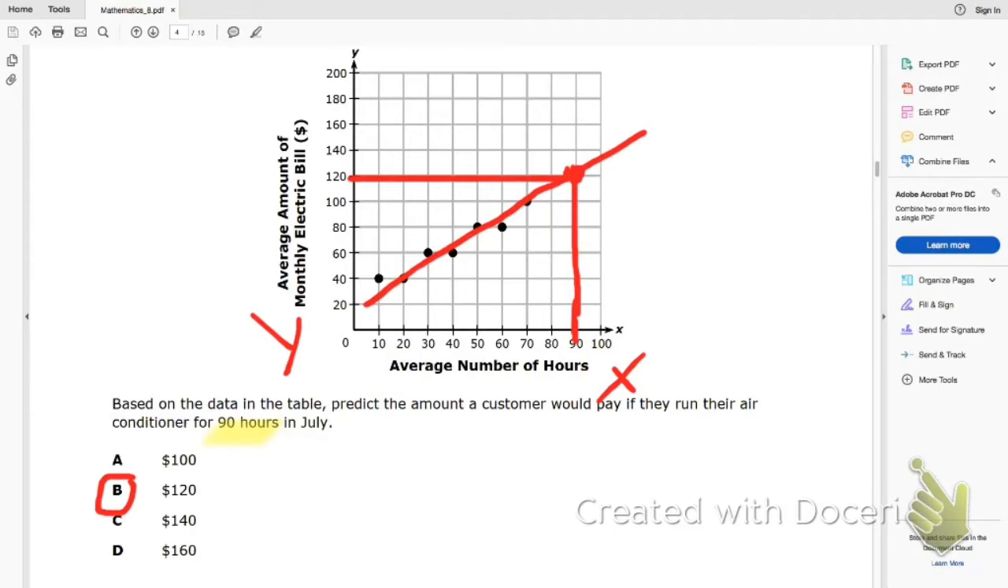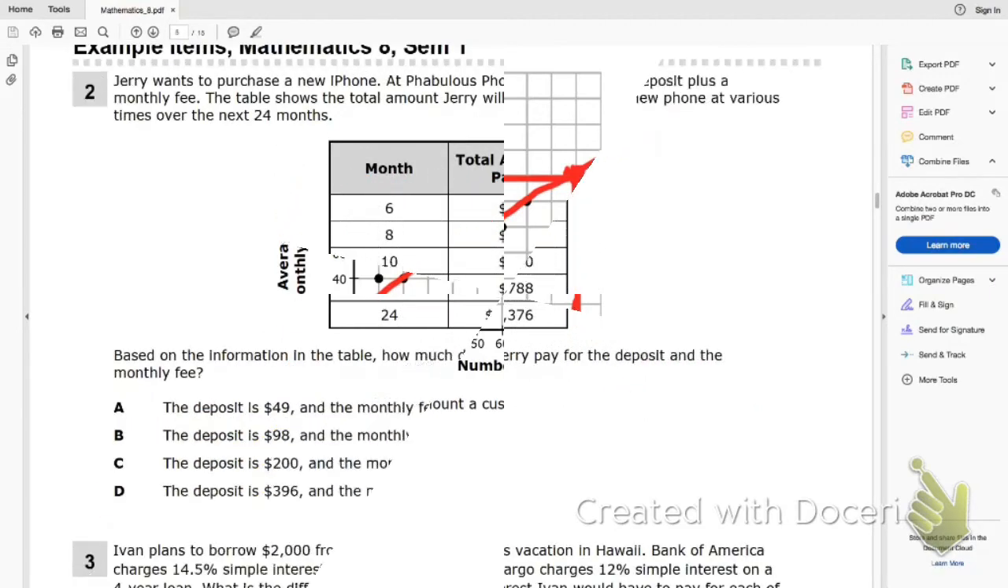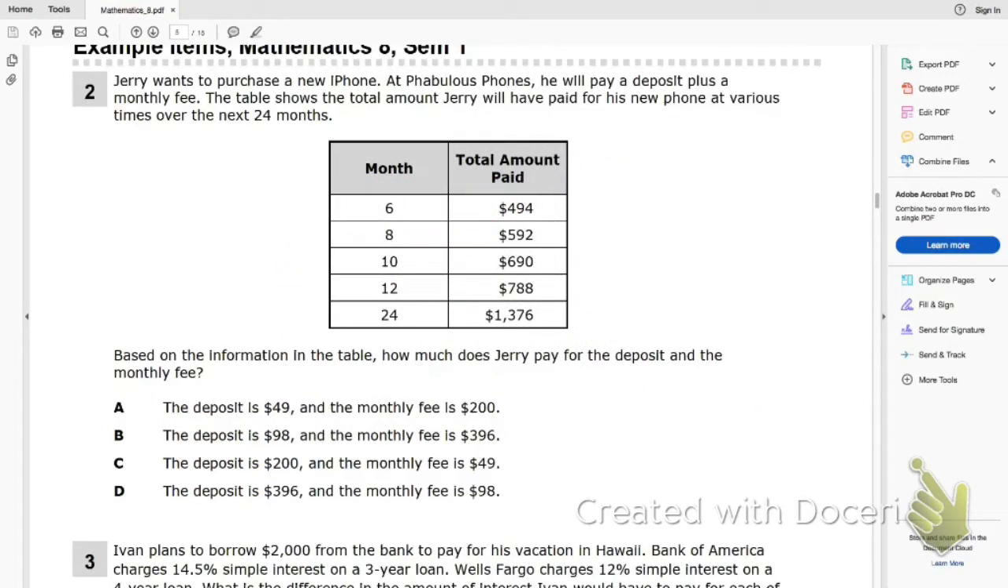Very easy question. Question 2 on the practice ACP. Now you have to read this one thoroughly, and your main focus, when you look at it, is going to be right here in the table. They're pointing it out before you even read it. Okay, so Jerry wants to purchase a new iPhone at Fabulous Phones. He will pay a deposit plus a monthly fee. The table shows the amount Jerry will have paid for the new phone at various times over the next 24 months. Based on the information in the table, how much does Jerry pay for the deposit and monthly fee?